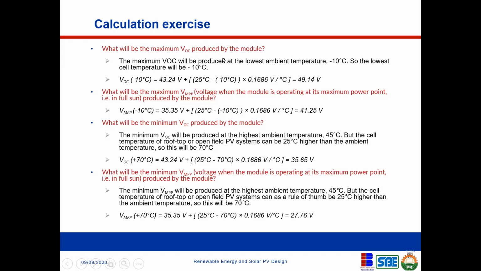The maximum open circuit voltage will be produced at the lowest ambient temperature, which is minus 10 degrees centigrade. So the lowest cell temperature will be minus 10 degrees centigrade, and the open circuit voltage at minus 10 degrees centigrade would be the given voltage.